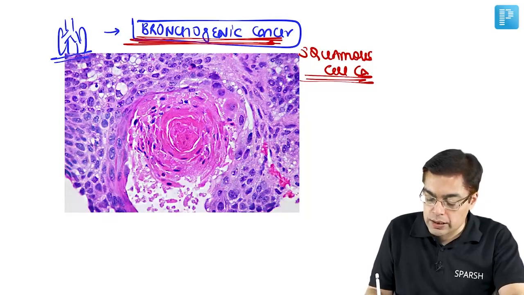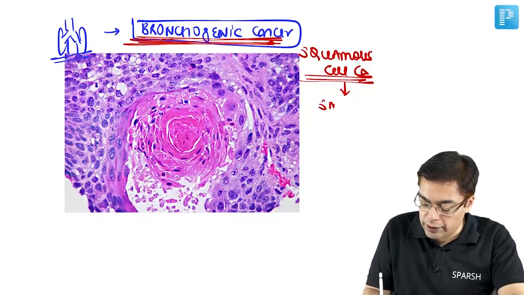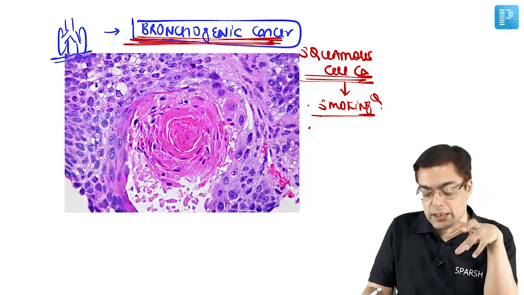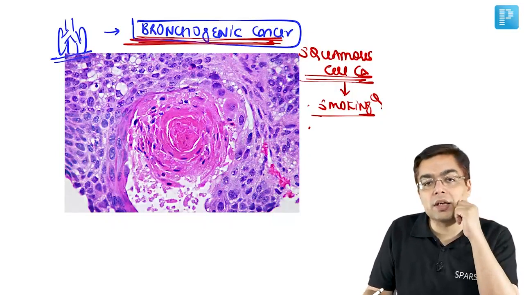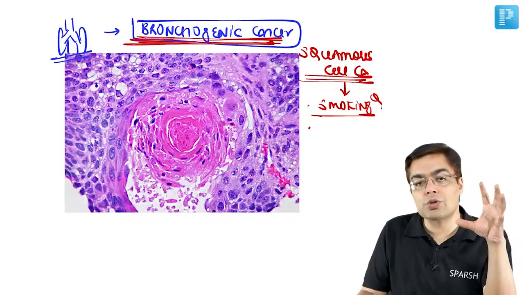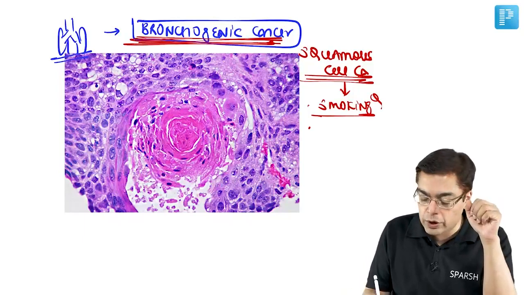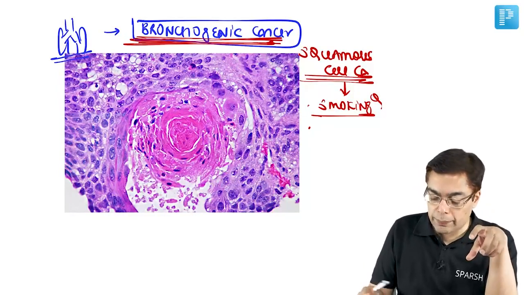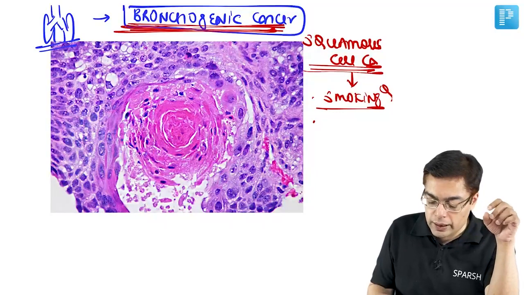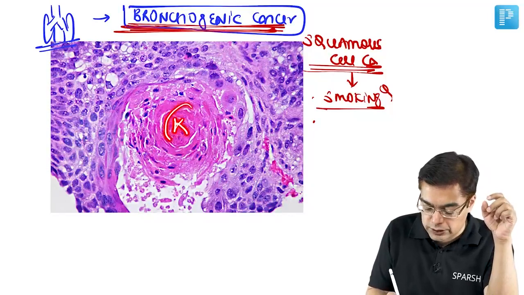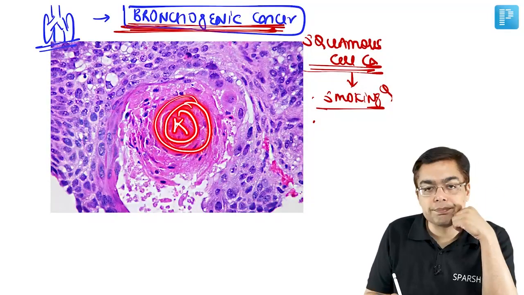So when we talk about squamous cell carcinoma, yes, it has a definitive association with a prolonged history of smoking. We need to understand that it is a tumor which is central in location, so near the hilum. It is associated with cavity formation. And this is a tumor which has hyperchromatic squamous cells, which also have a structure called a keratin pearl.